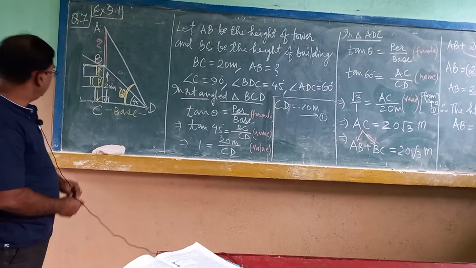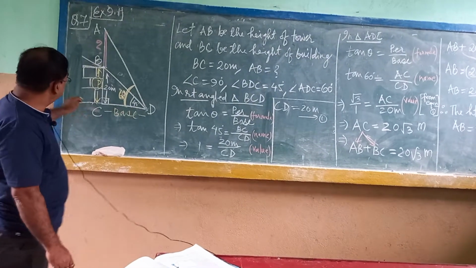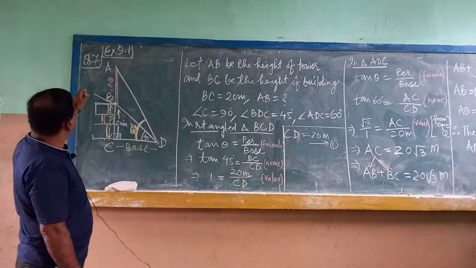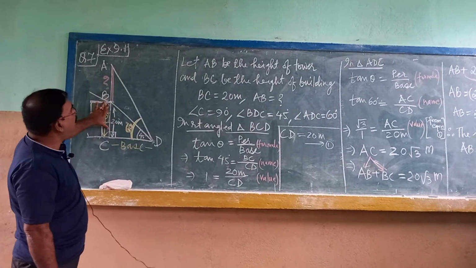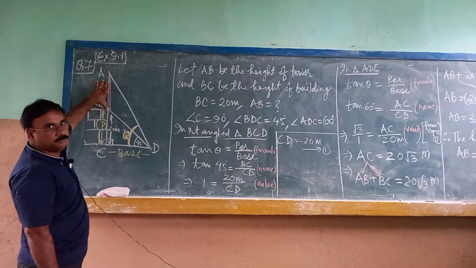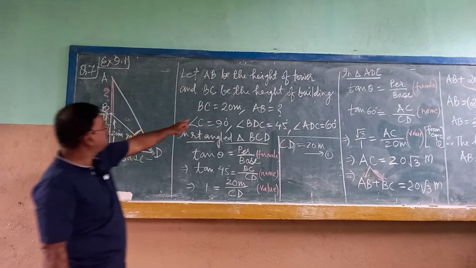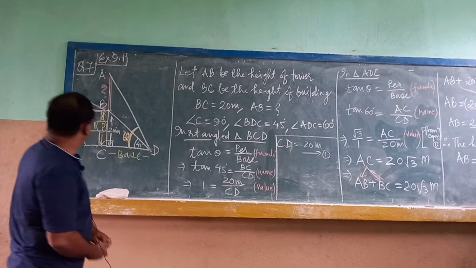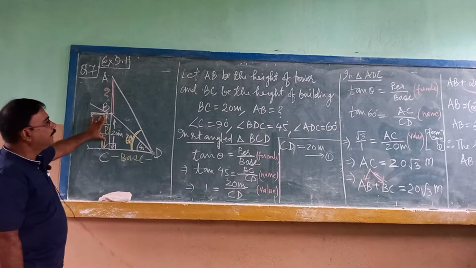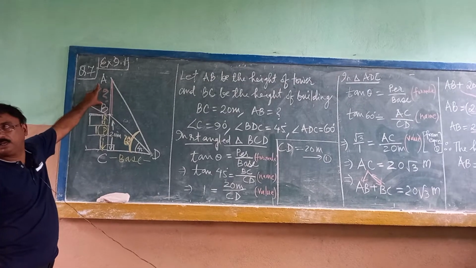Okay, so look here. This is the base, CD is the base, and here you see AB is the height of the tower. AD is the height of the building, and from the building comes the height of the tower. So what we have to find is AB. BC is the height of the building, which is given as 20 meters, and we have to find AB, the height of the tower.